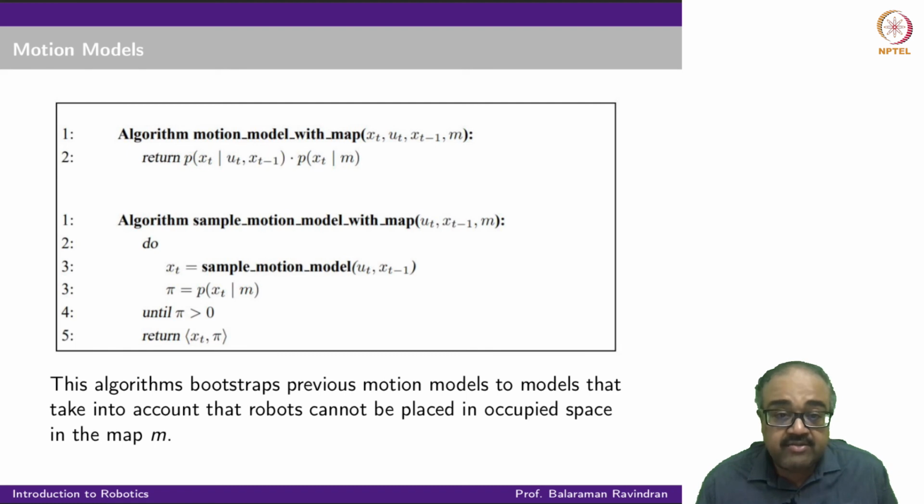If my pi is 0, that means that wherever I have moved, the sample that I have generated for xt is not a valid pose. Therefore I keep sampling until I get a valid final pose xt, right? So this technique is called rejection sampling.